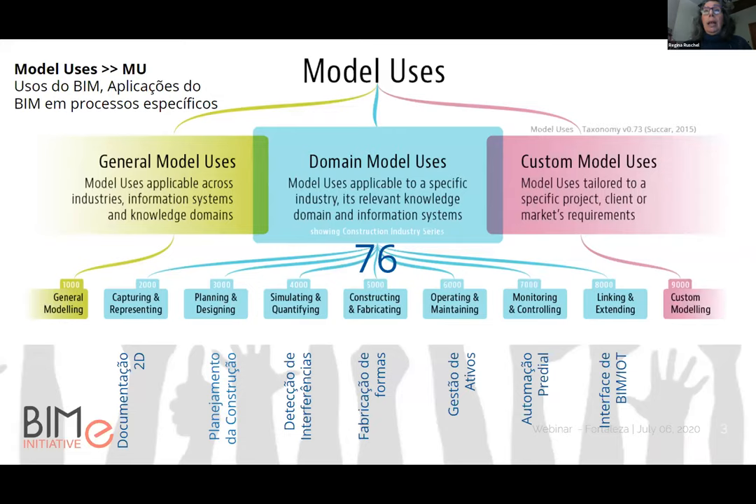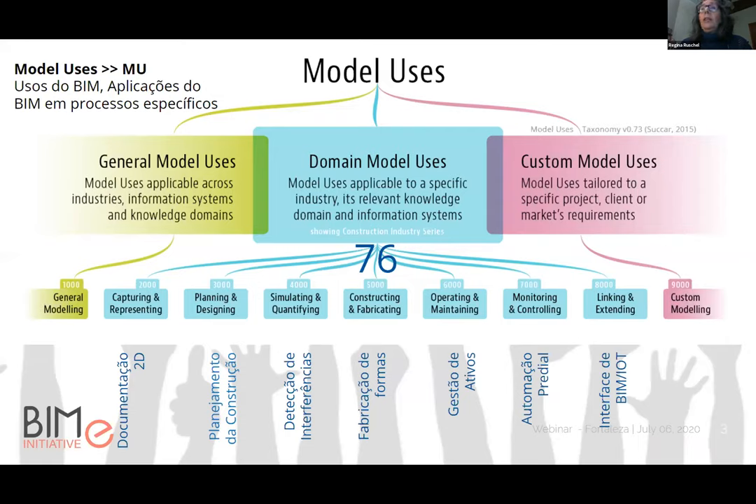na iniciativa BIMe são listados em 76 model uses, domain model uses. Esses usos específicos são, então, distribuídos em categorias de captura e representação, de planejamento e projeto, de simulação, quantificação, construção e fabricação, operação e manutenção, monitoramento e controle e o link com uma visão estendida desses modelos. E aqui eu trouxe exemplos específicos desses 76 model uses, que é a documentação 2D.